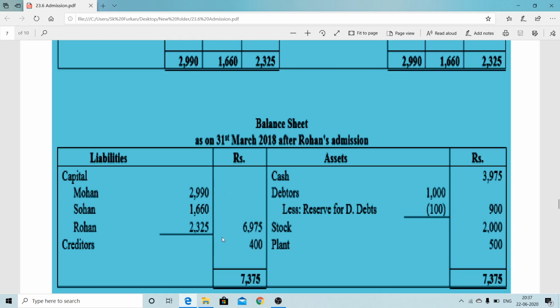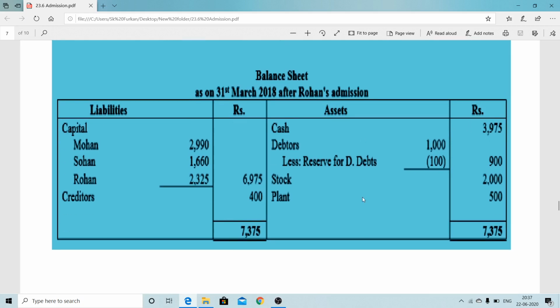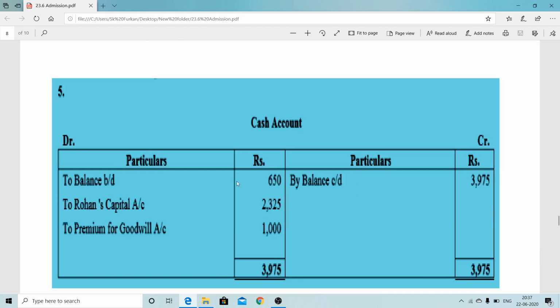So the total current capital goes to the balance sheet, and creditors remain unchanged at 400, but cash changes here. Opening cash plus new partner's capital contribution plus premium for goodwill. For that we can make a working. Here is the working, you can see the cash working.